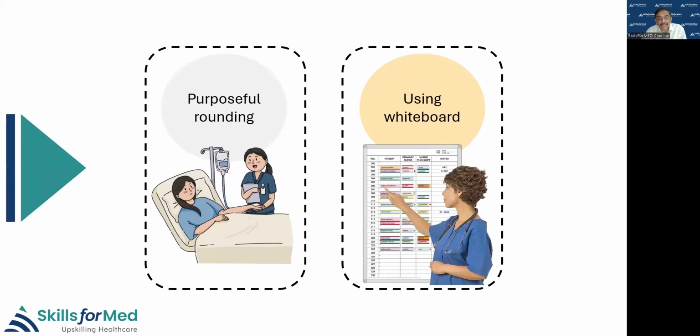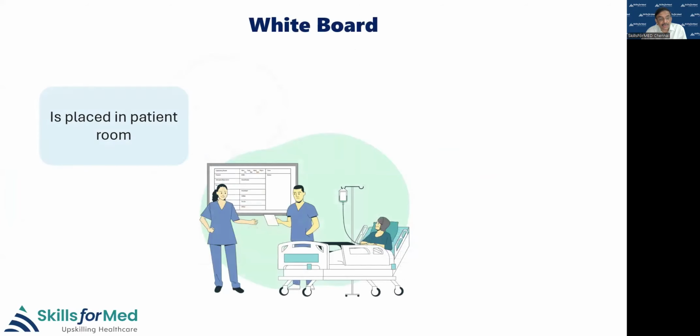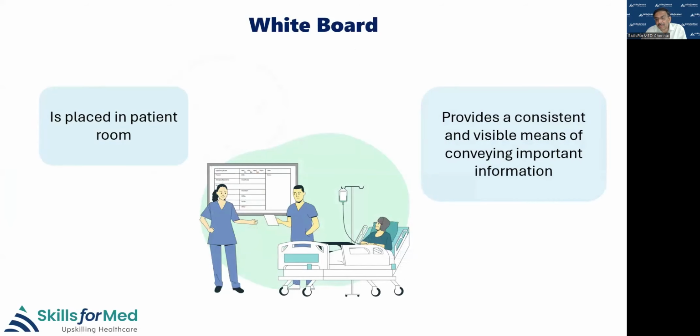The second one is using a whiteboard in the patient room. So what is a whiteboard? It's like a normal whiteboard, but certain things are printed on it and it is formatted, not just a blank whiteboard. It is placed in the patient room, and this provides a consistent and very visual means of conveying important information to everyone. So when the doctor comes on rounds or the physiotherapist, housekeeping, the patient and the relatives, it is very transparent and everybody knows what is going to happen.